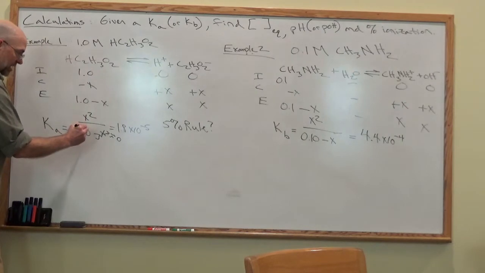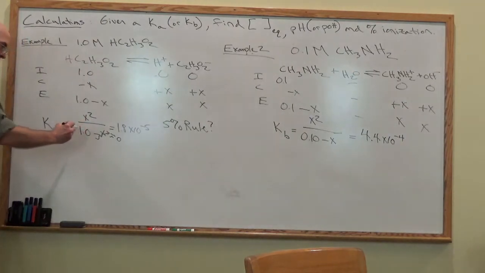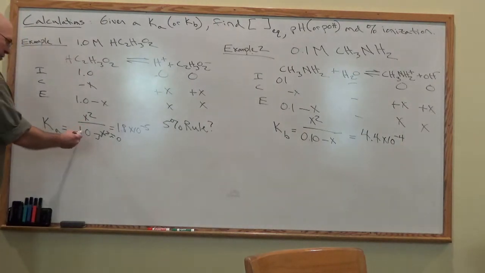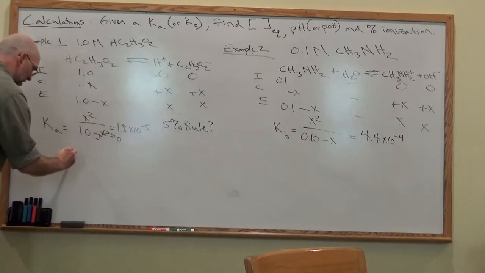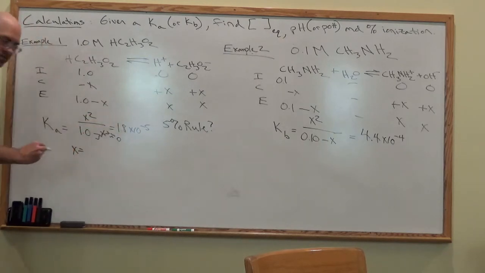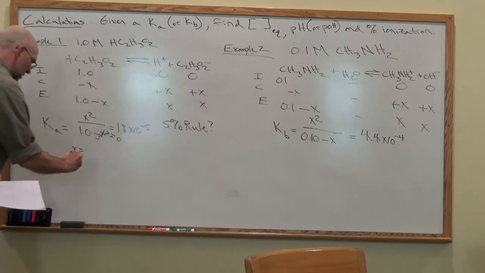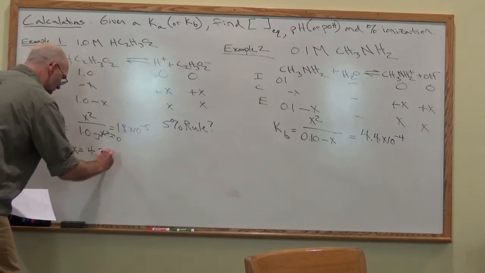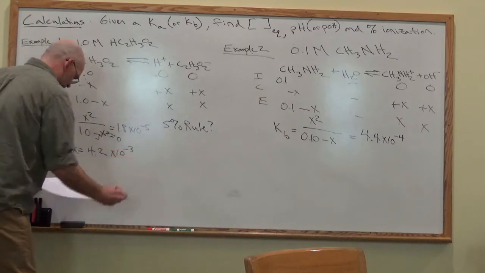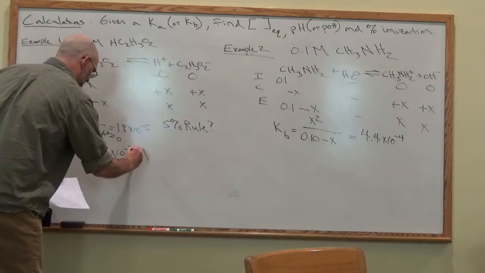It's not 0, we can't put that up there. And I think you can do this math, because we've done this before. We just bring this over here and take the square root, and we get x equals 4.2 times 10 to the minus third molar.